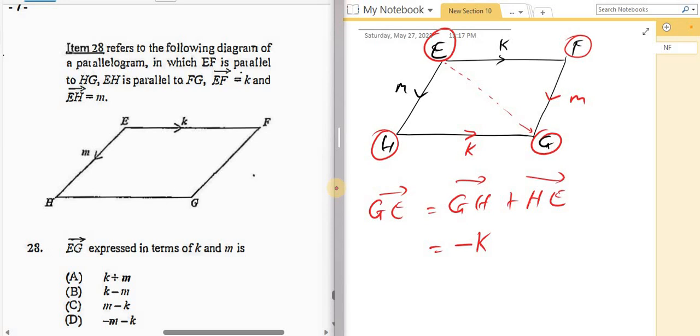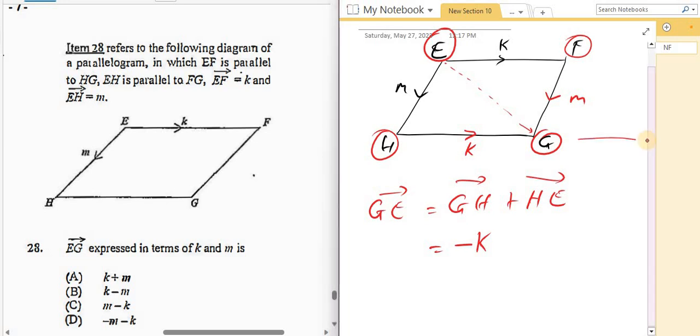Negative K. How do we know it's negative K? Because you're going back. We're going the opposite way of H to G. H to G is what? Positive K, because based on the arrow, we say H to G is K. Therefore, going the opposite direction. Guys, understand that? Look at it. Going this way is K. So going this way, which is the same length and parallel, must be what? Negative K. Got it? Okay. Plus, what's E to H? E to H.